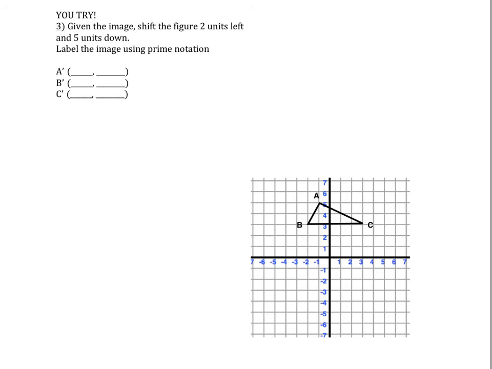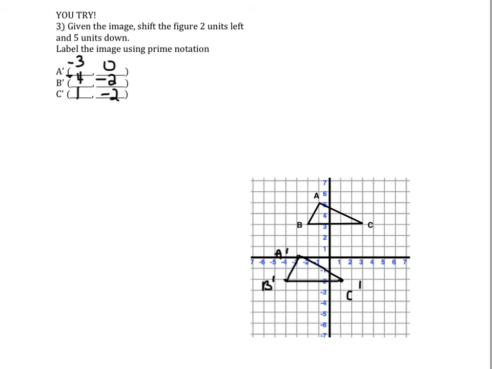Okay, now it's your turn to try. It says in this problem, you're given the image, that's the original, shift the figure 2 units left and 5 units down. Label the image using prime notation, like A prime, B prime, C prime, and list your coordinates below. Pause the video for now, give it a try, come back to see the solution.